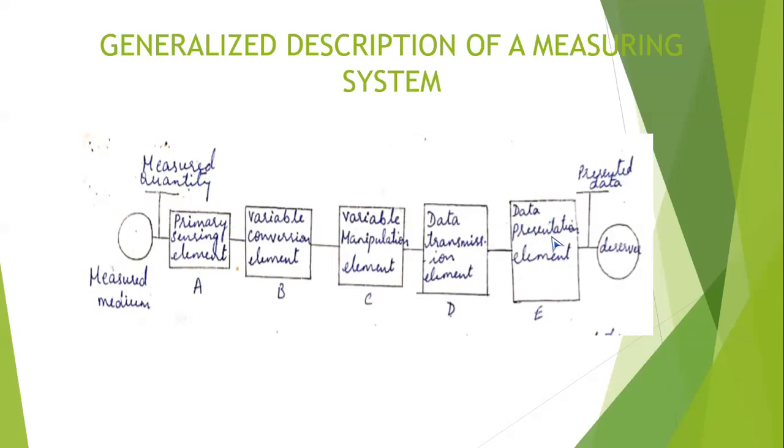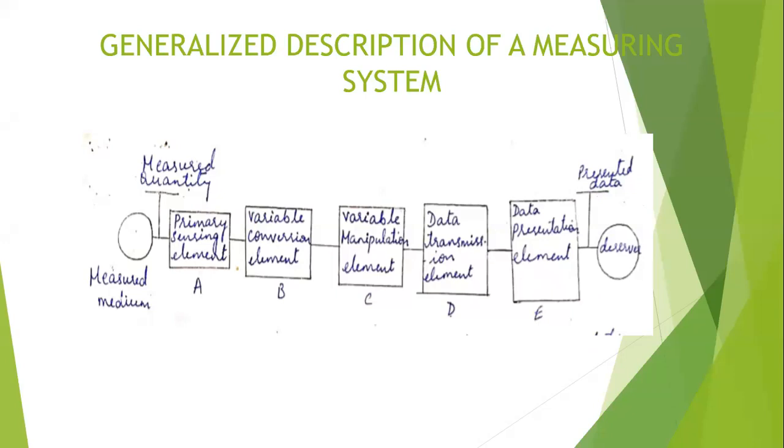The data presentation element is nothing but the electronic weighing machine, where you have the digital indicator which presents the data that can be understood by the observer. That is, weight of the sugar is 3 kgs. The output of the measurement is 3 kgs of sugar. The presented data is in kgs. This is the generalized description of a measuring system.